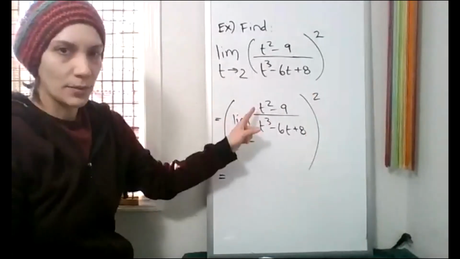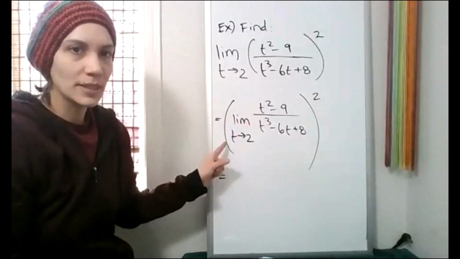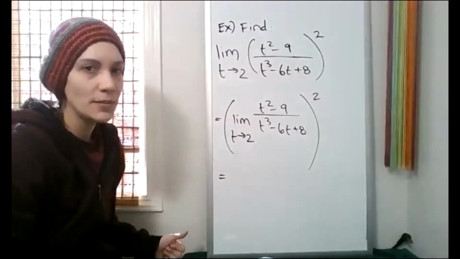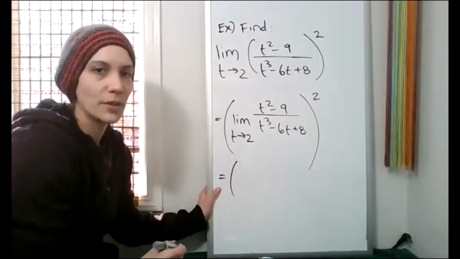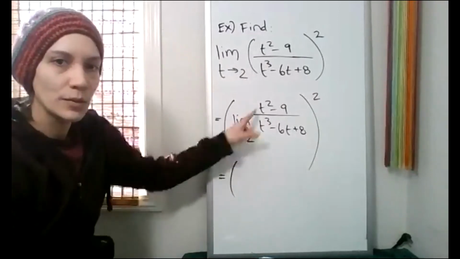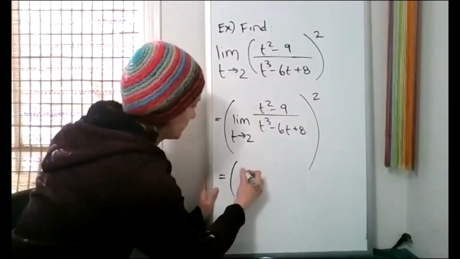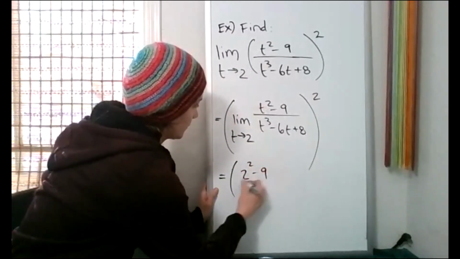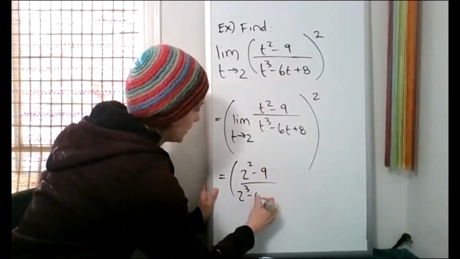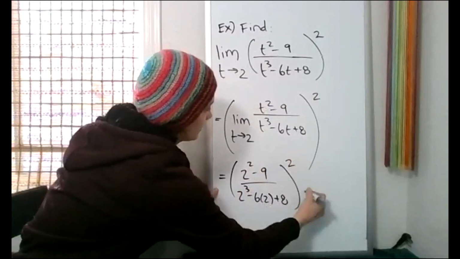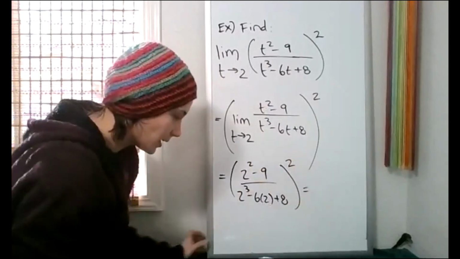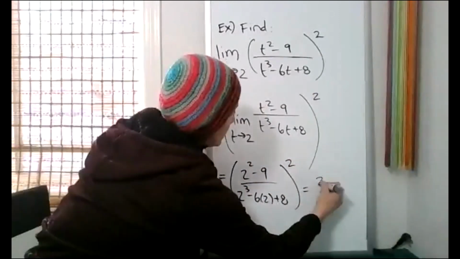Okay, so this is a rational function. We can do the limit. Cool. So I found it's 25 over 16. And then, oh, that's the answer. Okay, let's back up. So 2 squared, 2 cubed, 6 times 2 is 12, plus 8. And then square everything. Then yes, the answer is 25 over 16.